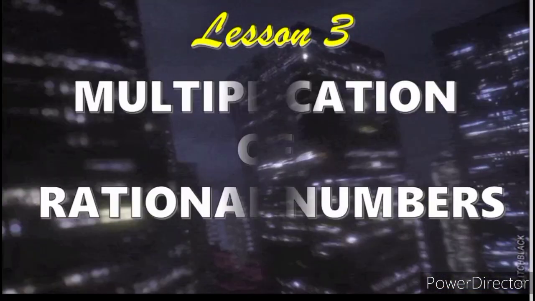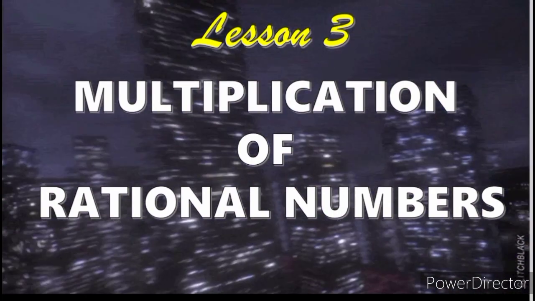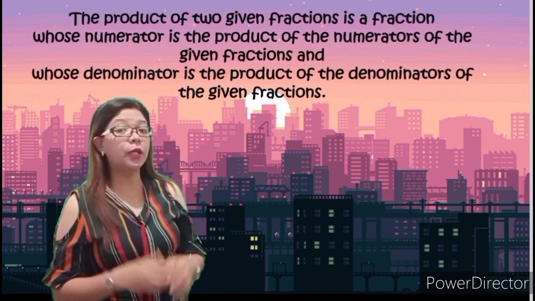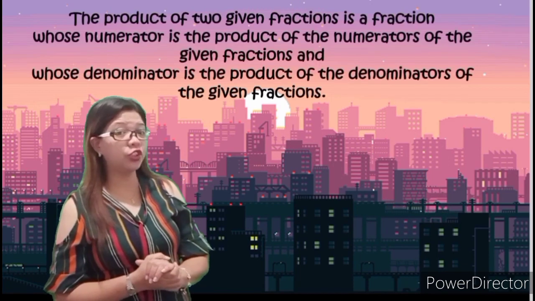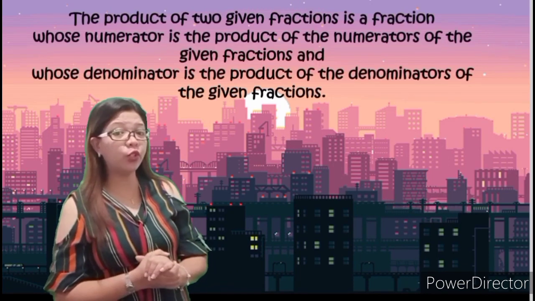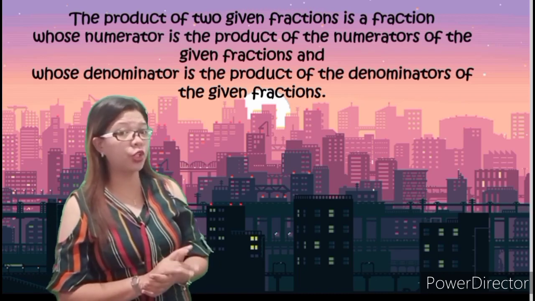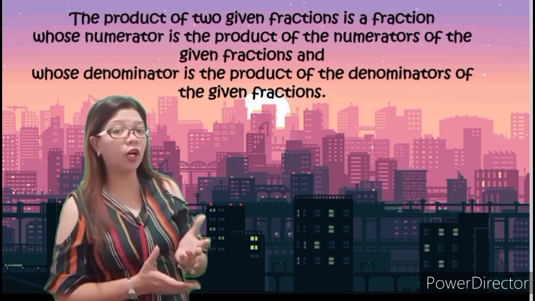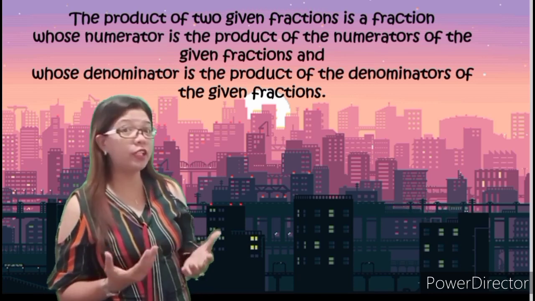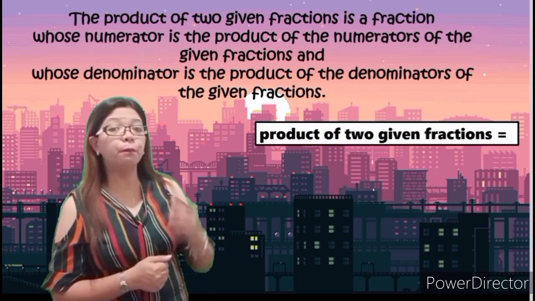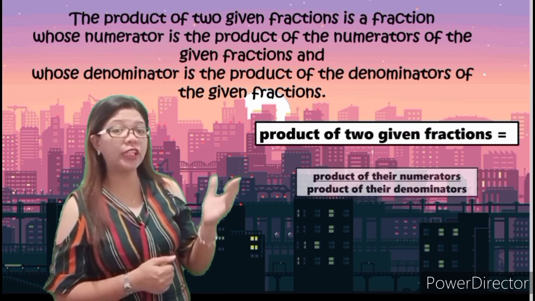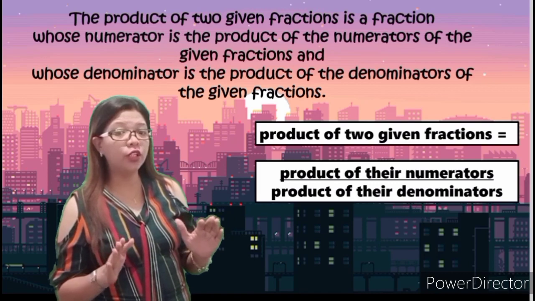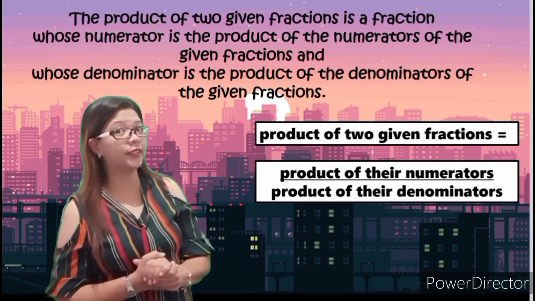Lesson number 3. Multiplication of rational numbers. The product of two given fractions is a fraction whose numerator is the product of the numerators of the given fractions and whose denominator is the product of the denominators of the given fractions. Product of two given fractions is equal to product of their numerators over the product of their denominators.